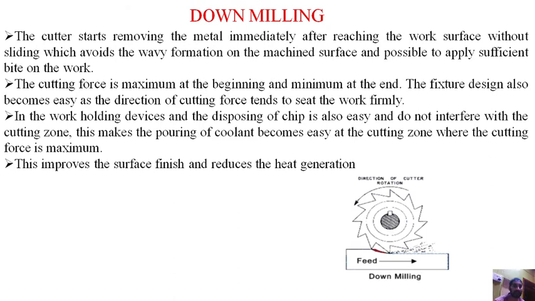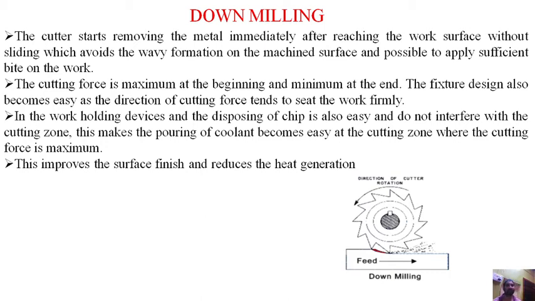The cutter starts removing the metal immediately after reaching the work surface. So in down milling, the cutter starts removing the metal immediately as it touches the workpiece without sliding, which avoids the wavy formation that is likely to happen in up milling. So it is avoided by the down milling operation. The machined surface is clean and it is possible to apply sufficient bite on the work.